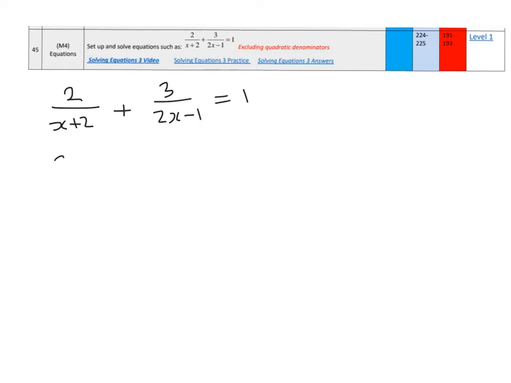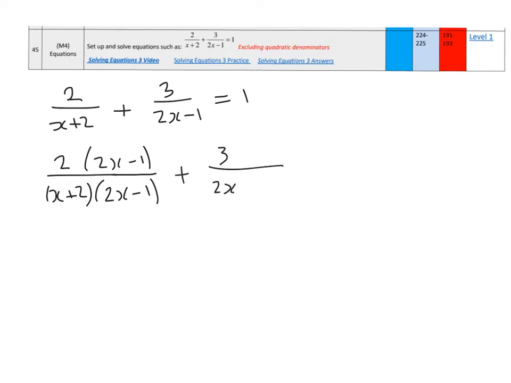We'd start off by getting a common denominator. So we'd need to have the x plus 2. We'd also need to have a 2x minus 1 because that's in the second fraction. So we multiply the first fraction, numerator and denominator, by 2x minus 1. The second fraction has the 2x minus 1, but it doesn't have the x plus 2, so multiply the numerator and denominator by x plus 2. And that equals 1. Don't worry about the right hand side for now.